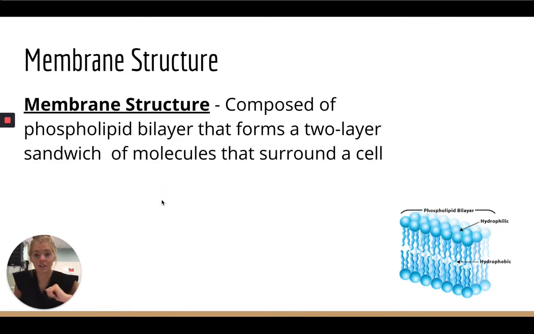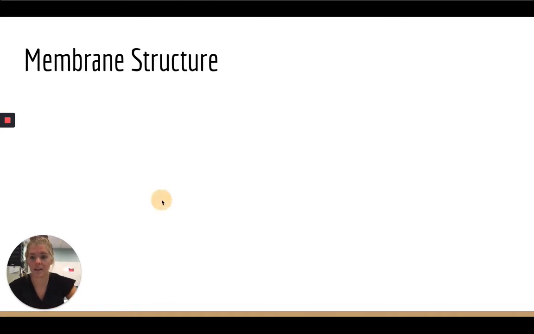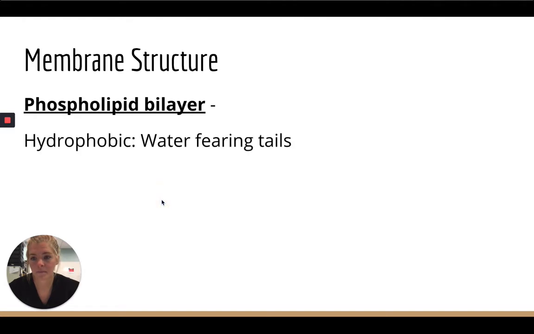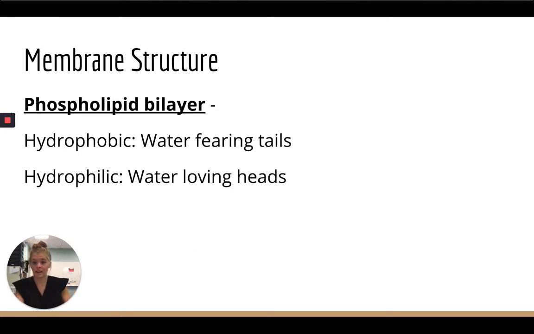So back to the structure of a membrane. Again, it's a phospholipid bilayer. It has two parts. There's heads and tails to the phospholipid bilayer, which I'm going to explain in this slide. So there are hydrophobic and hydrophilic parts of the bilayer.